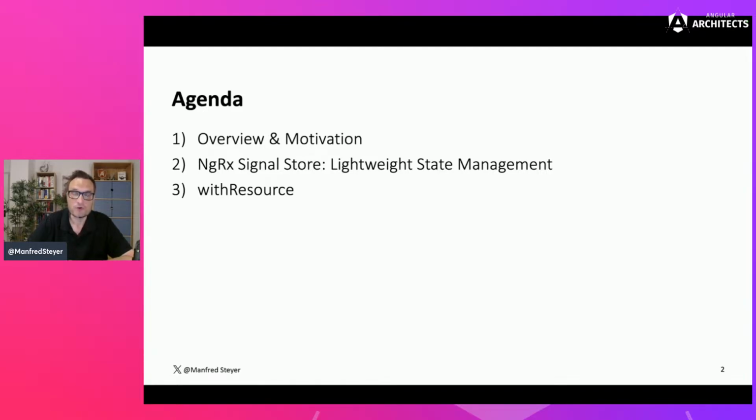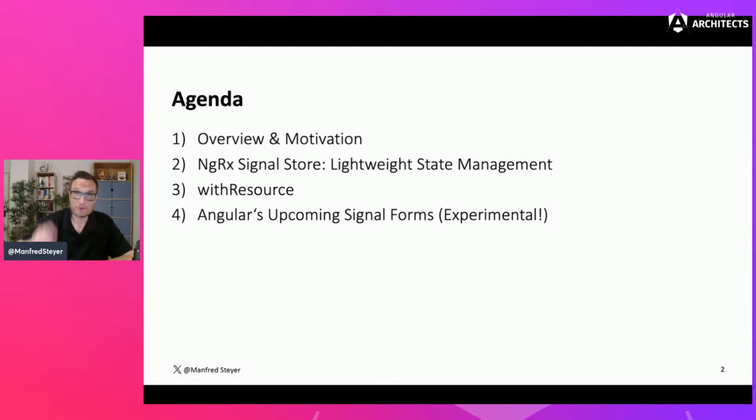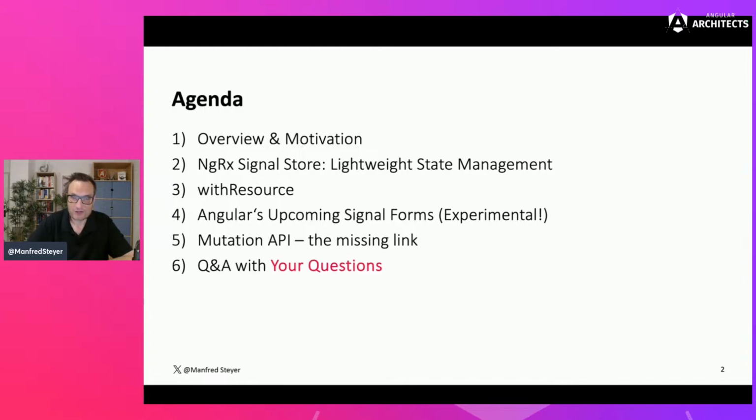We will use the new withResource that allows us to use the resource API in the signal store in a very streamlined way. We will use Angular's upcoming signal forms. They are currently experimental. And let's see when this experimental version lands in Angular. But here I'm using the current version of it from the Git repository of the Angular team. And then, as mentioned, we will look into this new mutation API, the missing link, as I call it.